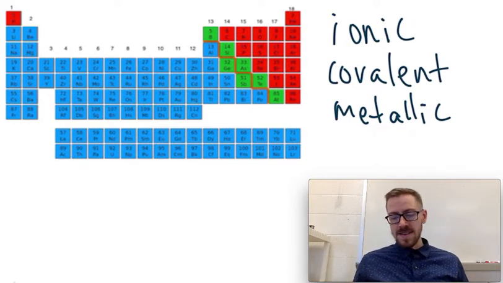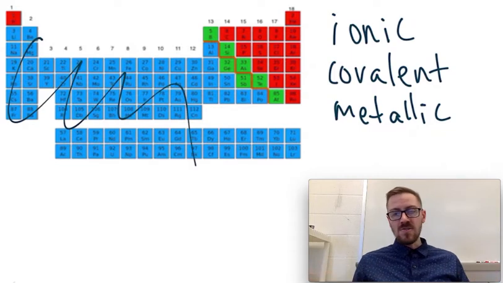And the last one is metallic. So that's two metals. Anything from this side, usually it's the same element, will bond with itself in a metallic way. And we're not going to talk too much about that.